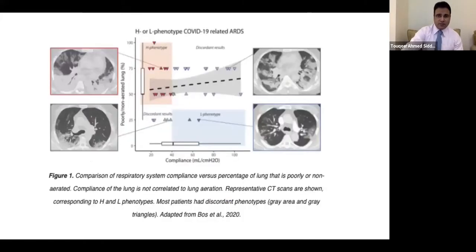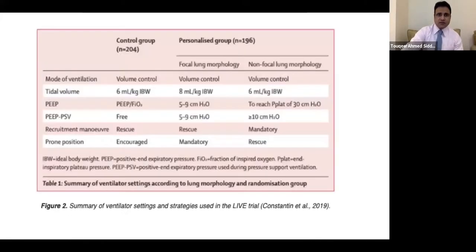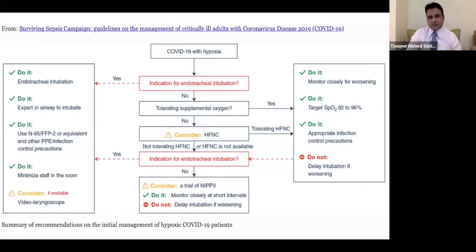Now, looking at the compliance of these two types. I think I'll just skip this slide. Now, what do the Surviving Sepsis Campaign guidelines or SCCM or ESICM guidelines tell us? COVID-19 hypoxia. The poor guy has come from home. Now he's hypoxic, he's needing oxygen. So whenever they need oxygen, start them on oxygen, put them on 6 liters.